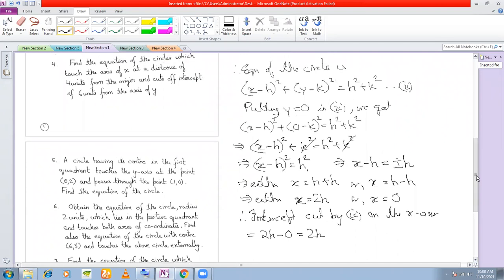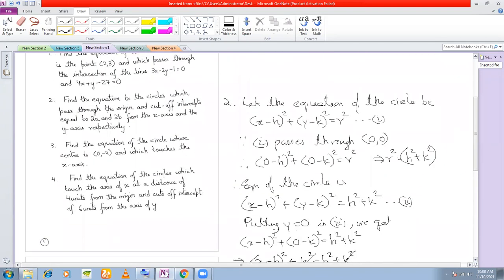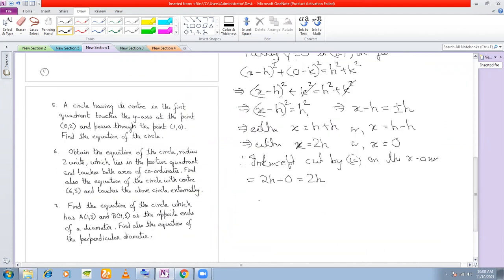And what is the intercept given here? The intercept that is cut off given here is 2a in the x-axis. So therefore, 2h must be equal to 2a. That means h must be equal to a. Okay. So now, in order to get the y-intercept, what you do, you put x is equal to 0.